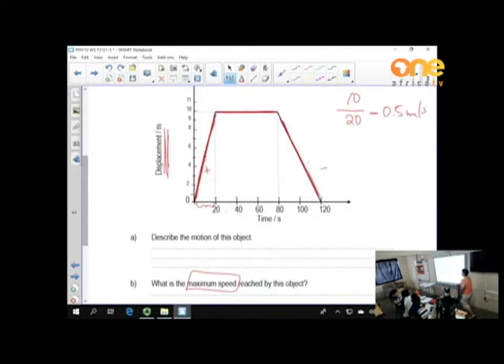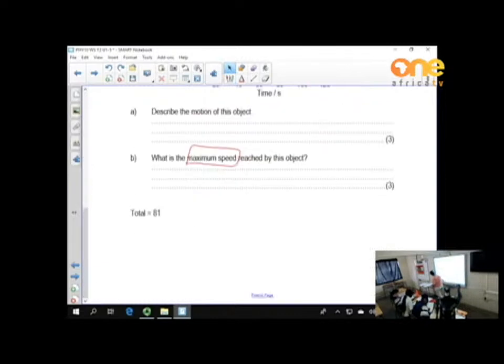No. Where did you get the distance? Well, 10 over 20. In this case, it's going to give you probably the same, 10 divided by 20. Yeah. But it's better to use the gradient. Okay. All right. That is the end of that worksheet. I think we will stop there.